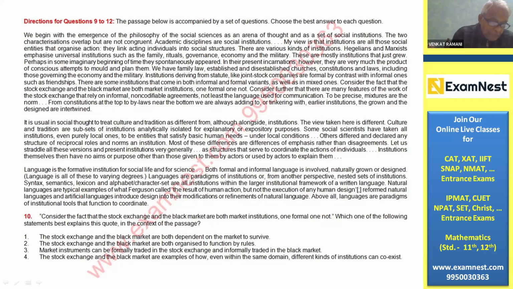The stock exchange and the black market are examples of how, within the same domain, different kinds of institutions can coexist. So that is the answer, number 4. Because when he talks about the stock exchange market and the black market, they are both institutions within a larger institution, and they can coexist. That is what he means here. One is formal and the other is informal. Why does he say formal? What does he mean by formal? Formal means that there is a kind of legal sanction. It is bound by the law, the stock market. But the black market isn't, and that is why it is informal. So the correct option is number 4.